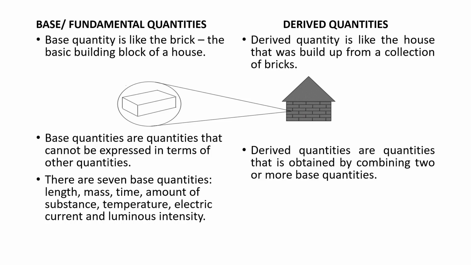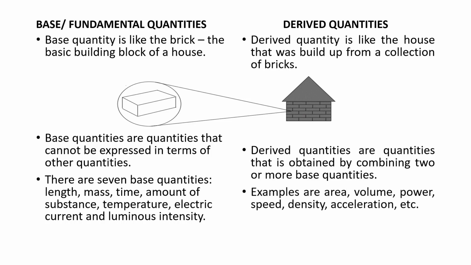Simply put, derived quantities are quantities that are obtained by combining 2 or more base quantities. So he's saying that you can get derived quantities when you combine 2 or more of the base quantities or fundamental quantities. Example, volume. Volume is a derived quantity.